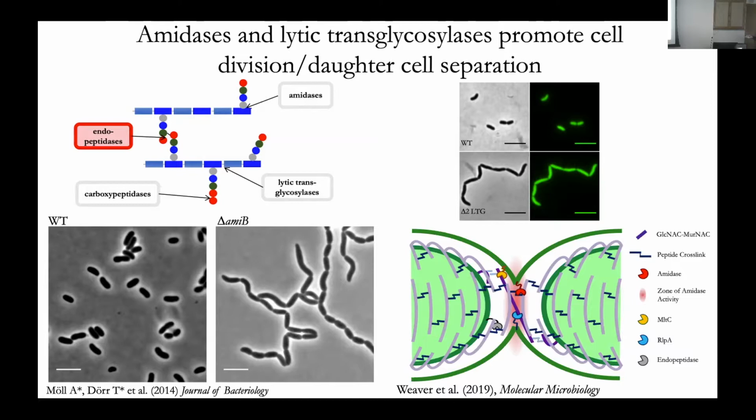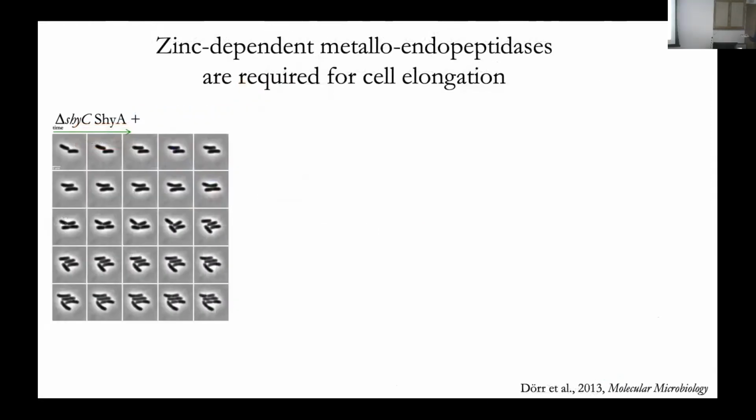And the amidases, of course, can do most of the work, but the amidases cut here between the peptide side stem and the polysaccharide strand. So what if you have a polysaccharide strand that stretches from one cell to another? Well, then you need the lytic transglycosylases, and these sort of come together to resolve the septum. I think the most important autolysins, however, are the endopeptidases. So these are all zinc-dependent enzymes, which will become important later, and they're important for cell elongation.